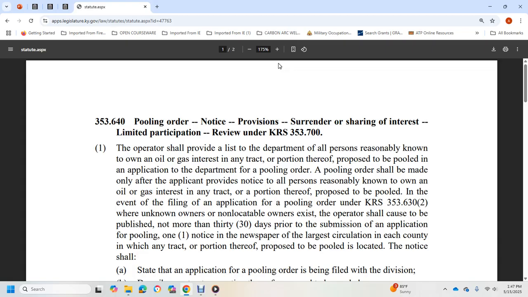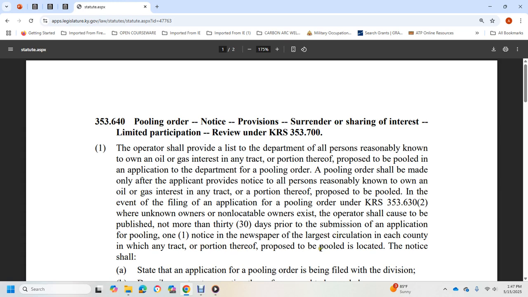in the event of an application for pooling under Kentucky Revised Statute 353.632 with unknown owners or non-locatable owners, the operator shall publish, no more than 30 days before the submission of the application for pooling, one notice in the newspaper with the largest circulation in each county.